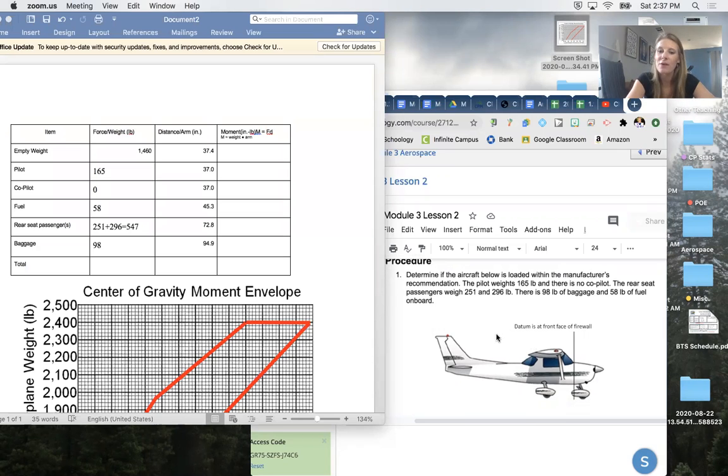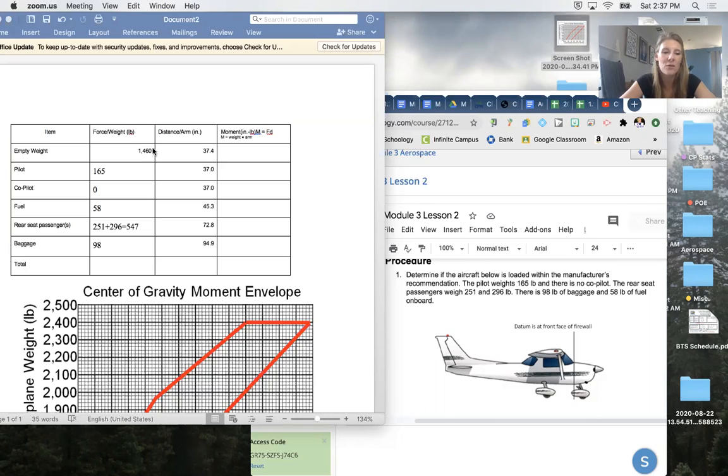It gives a bunch of different information. It says that you have a plane. The pilot's weight is 165 pounds. You have no co-pilot. The rear seated passengers are 251 pounds and 296 pounds. There's 98 pounds of baggage and 58 pounds of fuel.